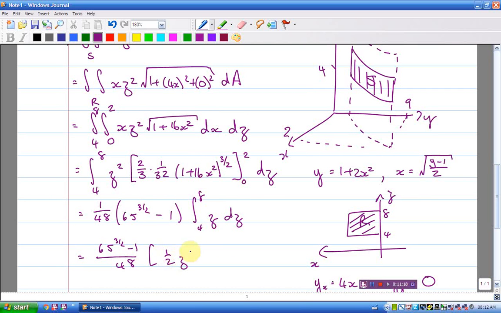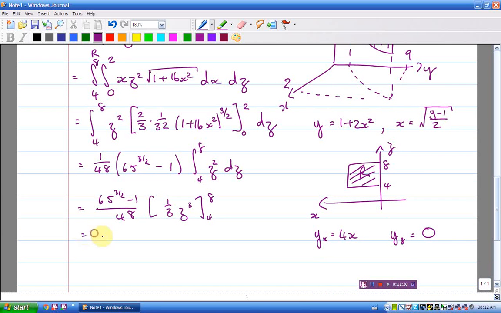Half z. Yeah, I dropped to square, didn't I? Sloppy, sloppy, sloppy. Ooh, some nice funny fractions here. What do I have here? Plug in an 8. 8 to the power 3. That's 2 to the power 9, isn't it?